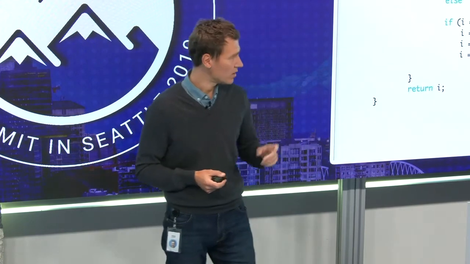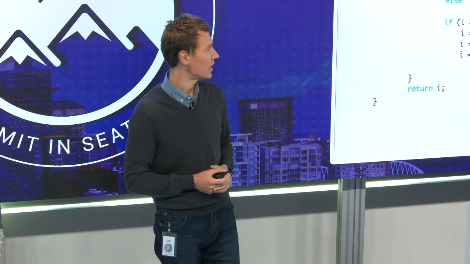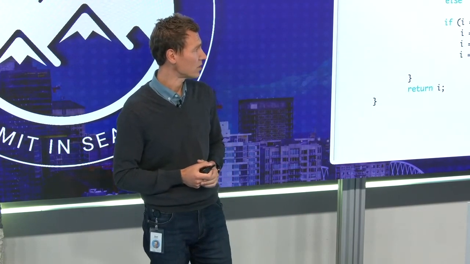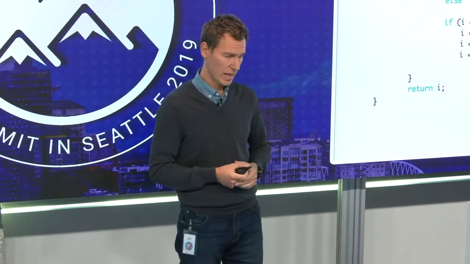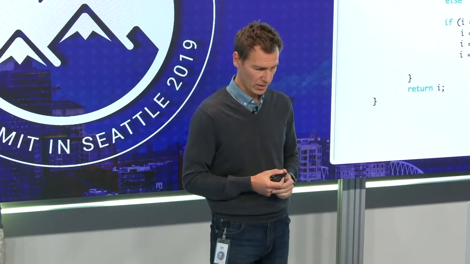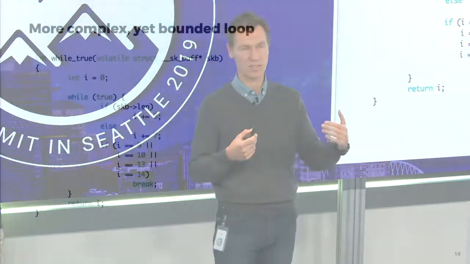A bit more complex example like this. Here, notice the volatile for the struct. It means that every iteration of this loop, the length field of the socket buffer will be different. So every time it will be adding either 3 or 7.